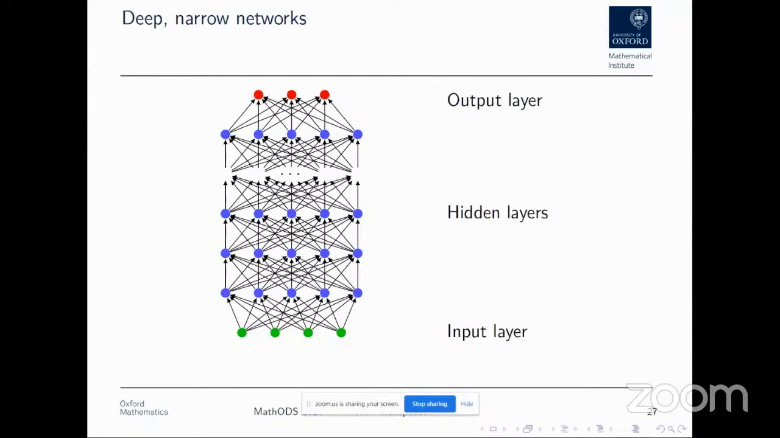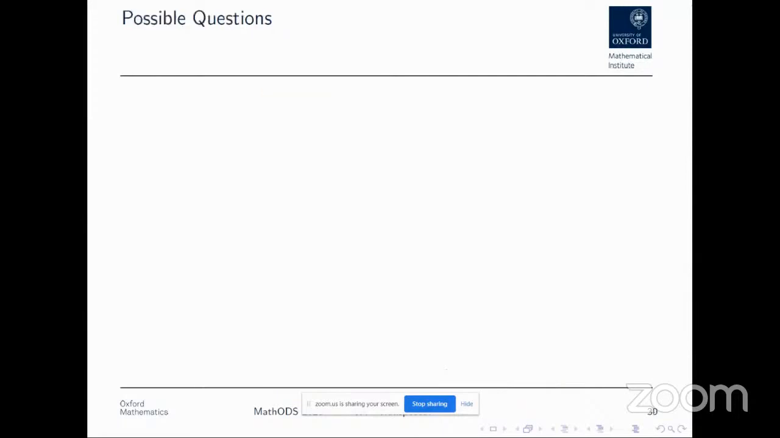Okay, and then the question is, can we get universal approximation? And judging from the fact that I'm sitting here talking to you now, you've probably guessed that the answer is yes. Okay, so when I say, can we get universal approximation, I think we need to qualify that slightly. What are the questions that we're really trying to answer here?